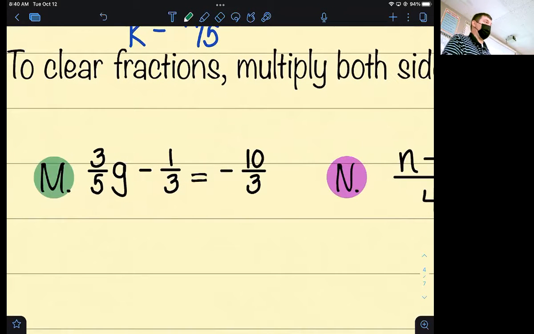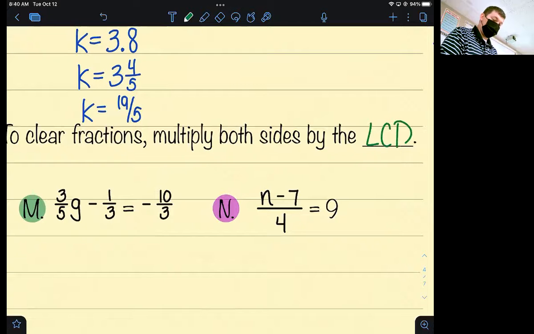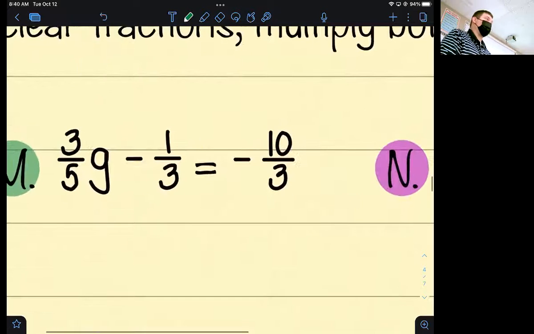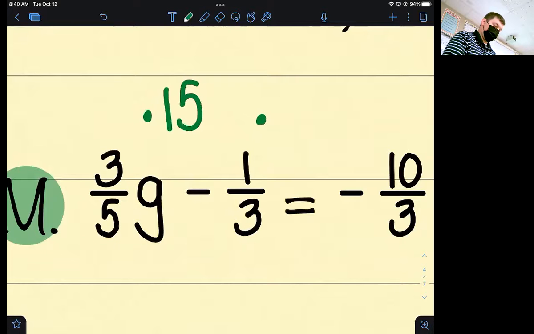So the way that I'm going to clear fractions, what do I mean by that? Well, I'm going to get rid of the denominators. If you get rid of a denominator, you no longer have a fraction anymore. So how do I do that? Well, I'm going to multiply both sides of the equation by the LCD. What does LCD stand for? Least common denominator. If I had to find a denominator, what is the first multiple of 3 that's also a multiple of 5? 15. So when I say multiply both sides by 15, I mean I'm going to multiply every single term on both sides by 15.